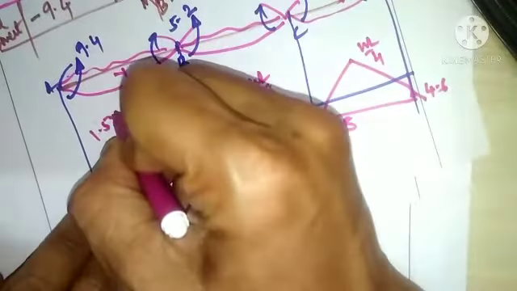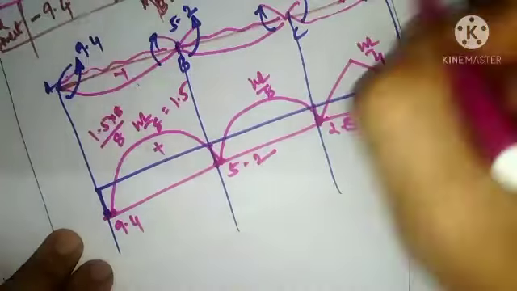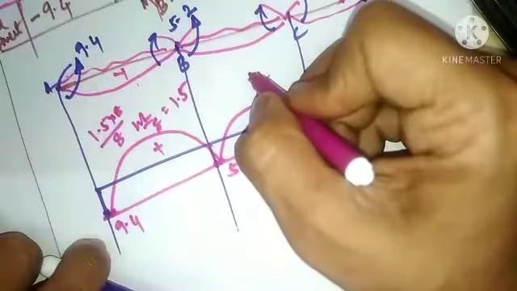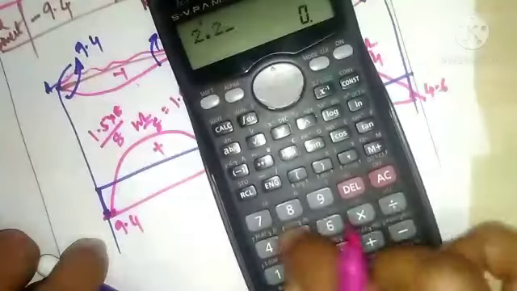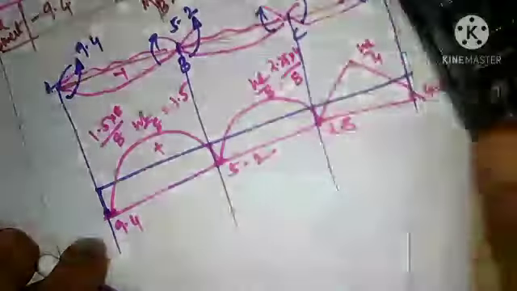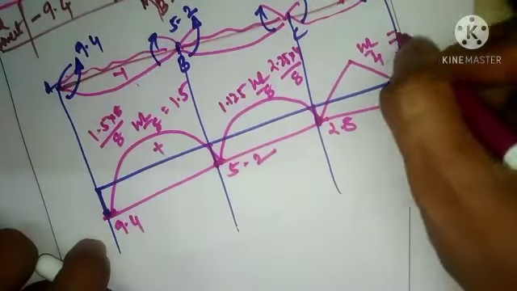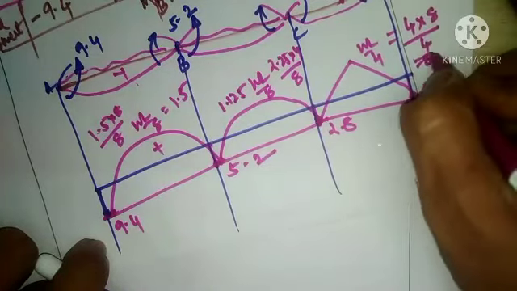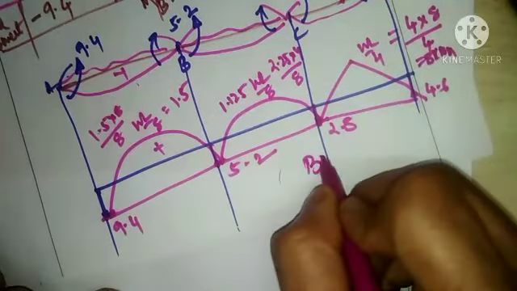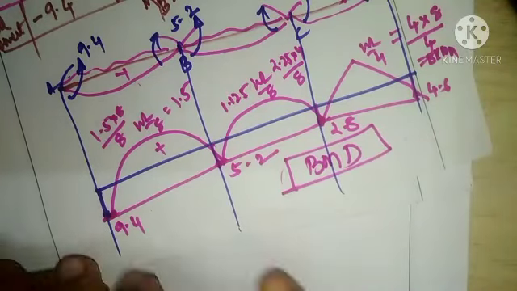And now WL by 8, the value here is 1.5 into 8 divided by 8, which comes as 1.5. Next one is 2.25 into 4 divided by 8. So 2.25 into 4 divided by 8 comes to 1.125. 1.125 is the moment. Now here the bending moment value, W value is 4, L value is 8 divided by 4, which comes as 8 kilonewton meter. So this is the bending moment diagram for a continuous beam carrying UDL and point load.